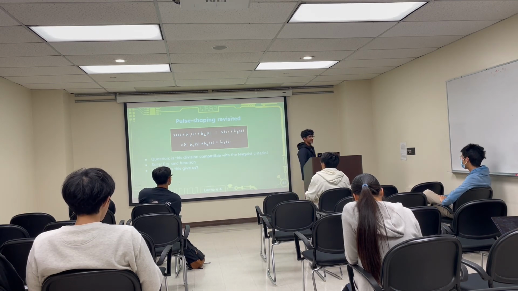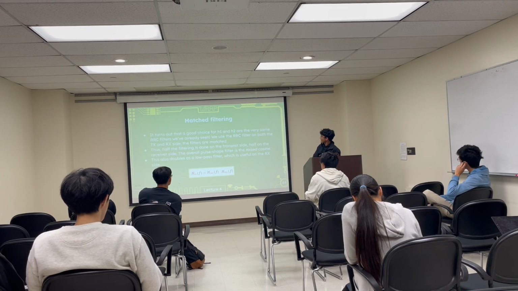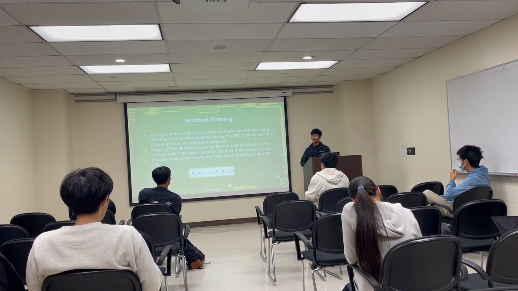So that question actually is the reason why people have to go through the headache of figuring out what the ideal pulse shape is and how they arrived at the root raised cosine. So in frequency domain, the overall pulse shaping filter we're using is just the raised cosine filter, and we get that from convolving two RRC filters, which means that half the filtering is done on the transmit side and half on the receiver side.